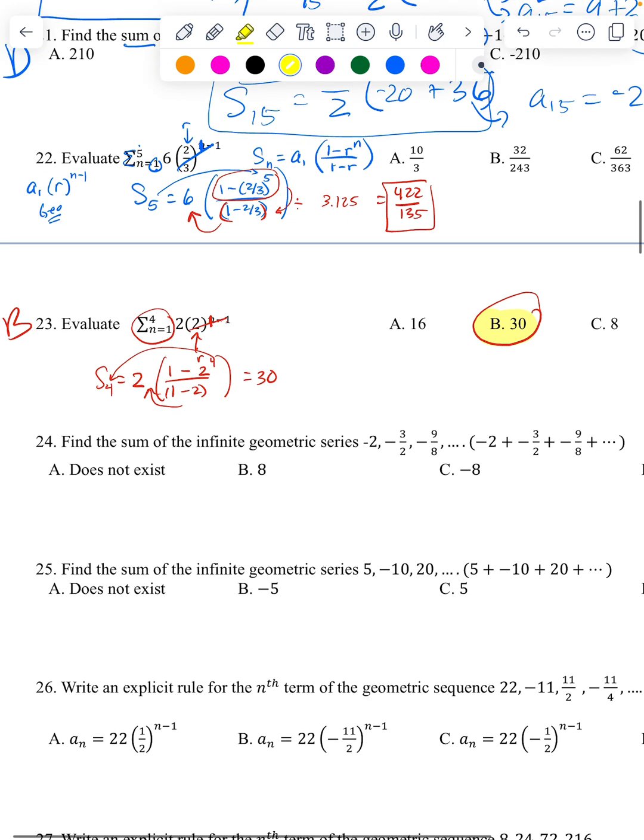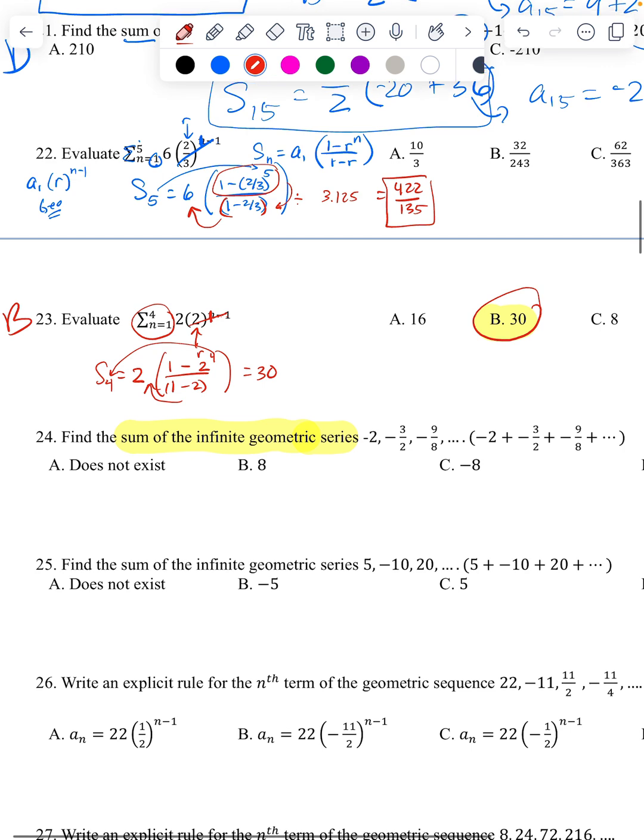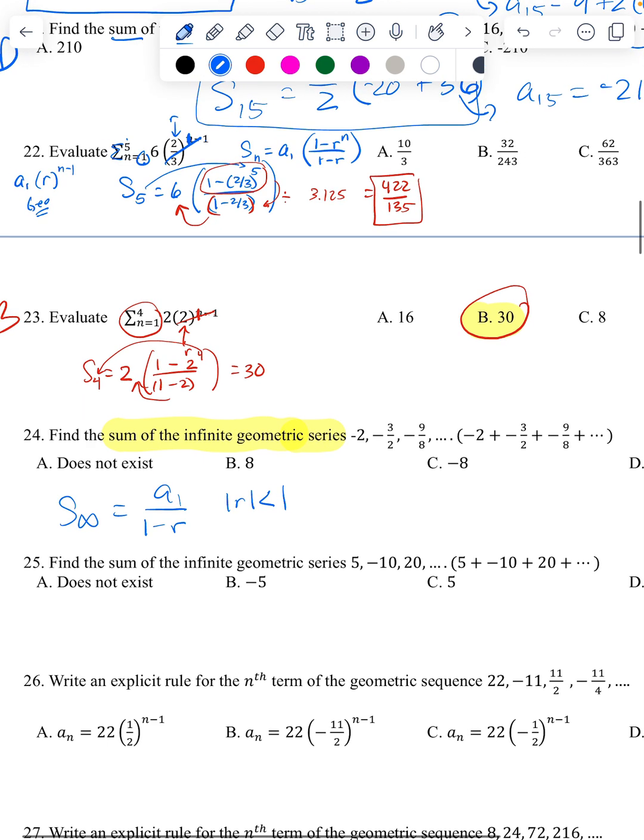Okay. Sum of infinite. So look on your card. That's what I'm saying. Figure out what they're asking you and then match it. You have a formula that says this: a1 over 1 minus r, but the absolute value of your ratio, or common ratio, has to be less than 1, meaning you have to be multiplying by something less than 1. To find your ratio, you can take any of the numbers and divide by the number in front of it.